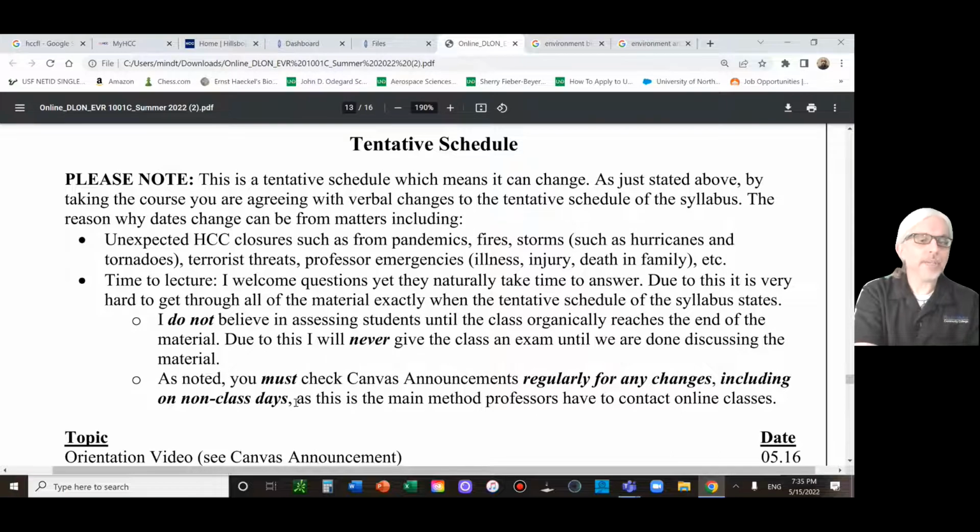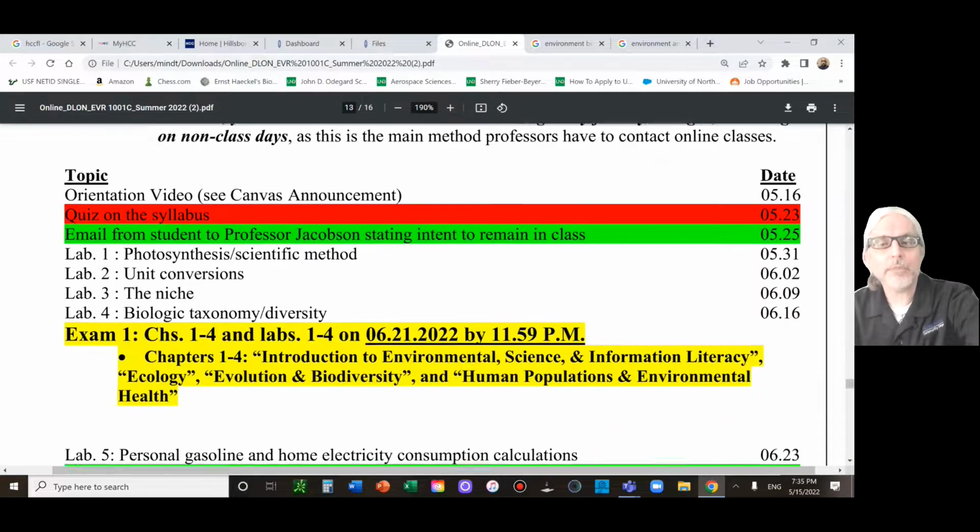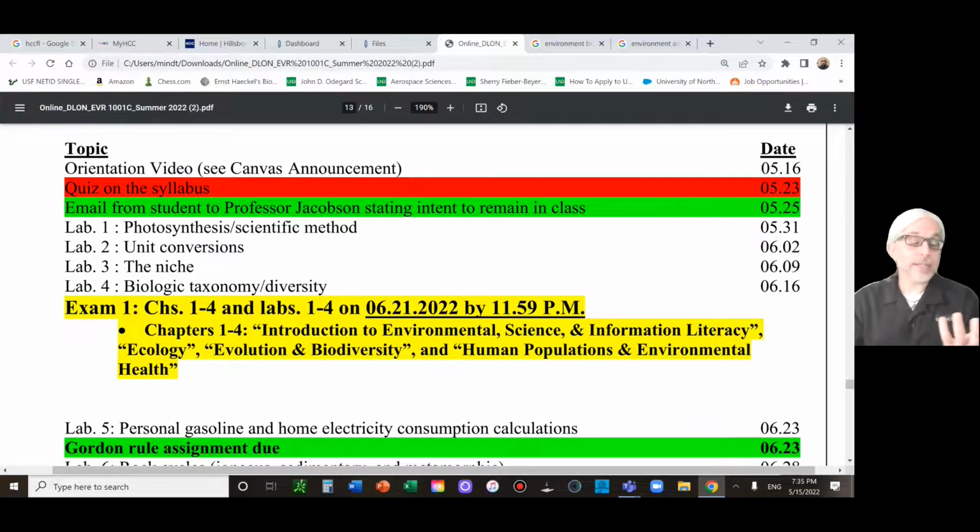Professor emergencies, things happen, I know that. Now, when I have lecture classes, yeah, time to lecture. So I stuck that in there just to kind of give you an idea. But for us then, it's more like college stuff's going on. Maybe I get really sick when something's happening, but again, check those announcements. That being said, here's when things are generally going to happen.